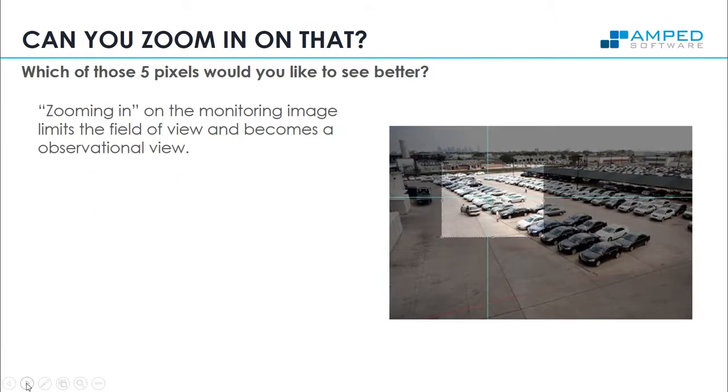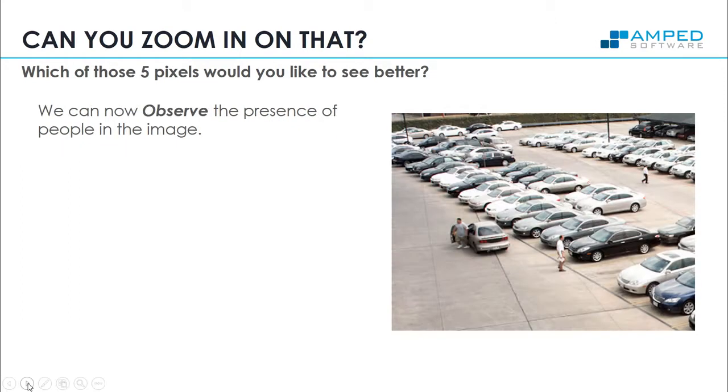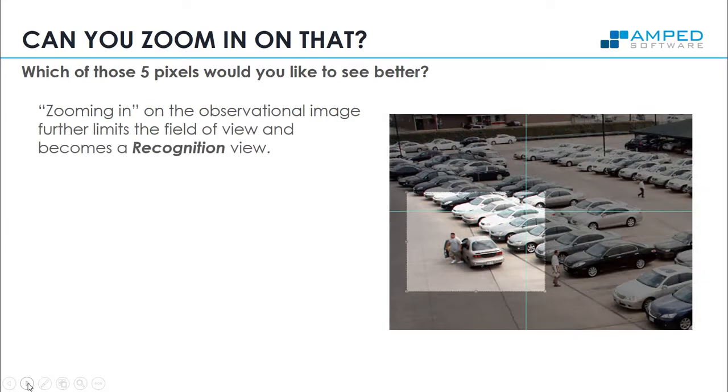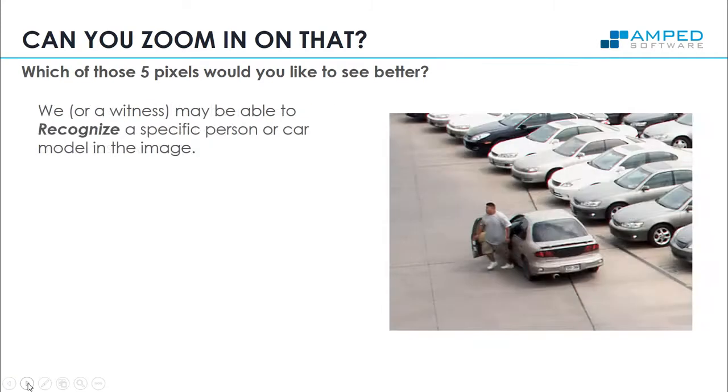And we want to zoom in, right? We want to see the gentleman that's exiting the car. And so as we zoom in, we limit the field of view. Right? We're no longer able to see the skyline. We're no longer able to see the entirety of the parking lot. And now we can observe the presence of people moving around. Right? We can see and observe directions of travel and so on. But we want identification. So we're going to zoom in even farther into a recognition view.